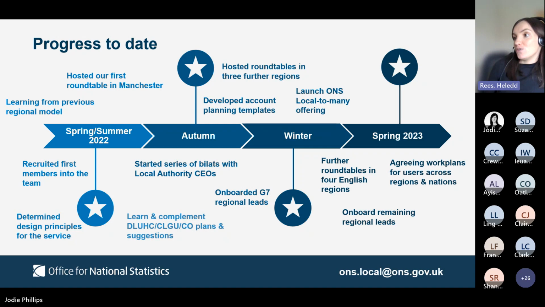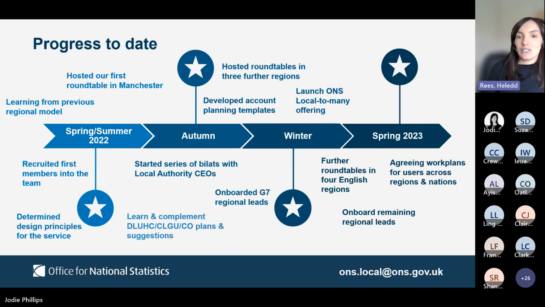Moving into autumn, we hosted further roundtables and recruited all of the regional leads. We also considered what we would need to operationalize our service, so things like the prioritisation framework and guidance for things like regional work plans. So the aim is to have a Wales level work plan. Then in the winter, we launched our ONS Local to Many offering. These are activities designed to engage a broad set of stakeholders in one go. As I've mentioned before, this is things like the newsletter and the webinar series.